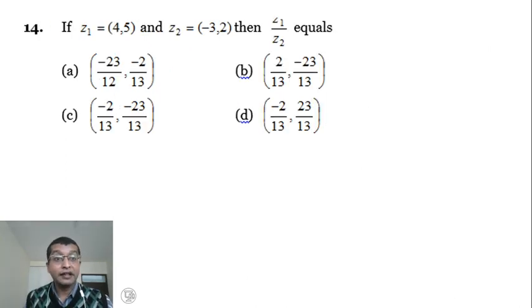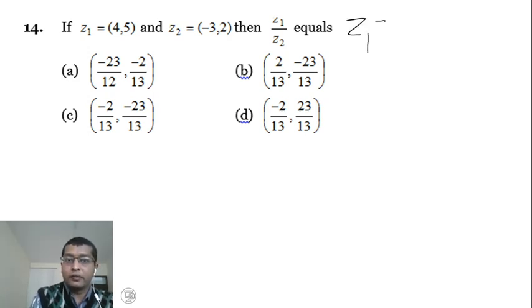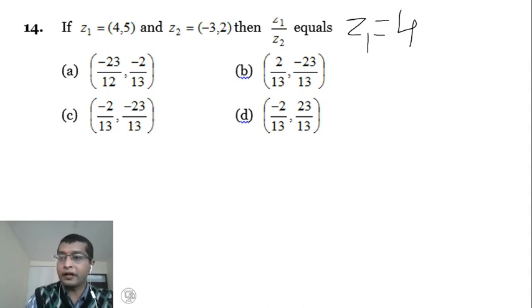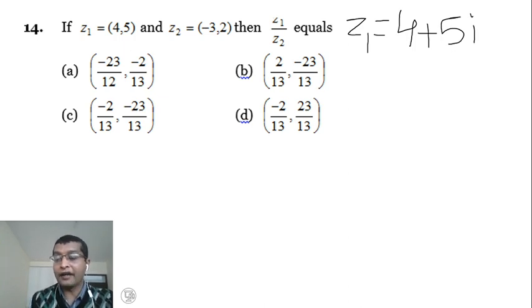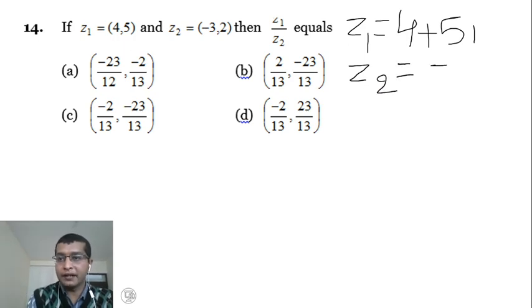So, z1 is a complex number. This is another way of representing a complex number. Z1 is the first complex number. So, I write this as z1 equal to (4, 5), the first coordinate is the real part, the second coordinate is the imaginary part, 4 plus 5i. Z2 equal to (minus 3, 2), the real part is minus 3, the imaginary part is 2i.